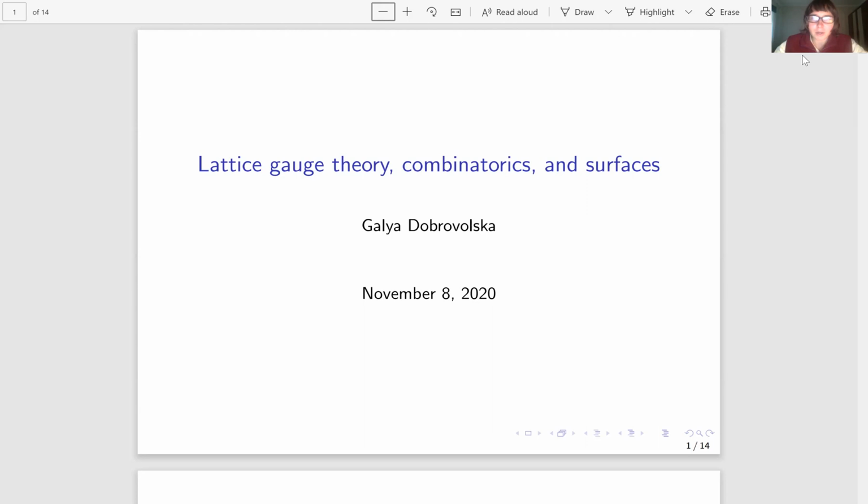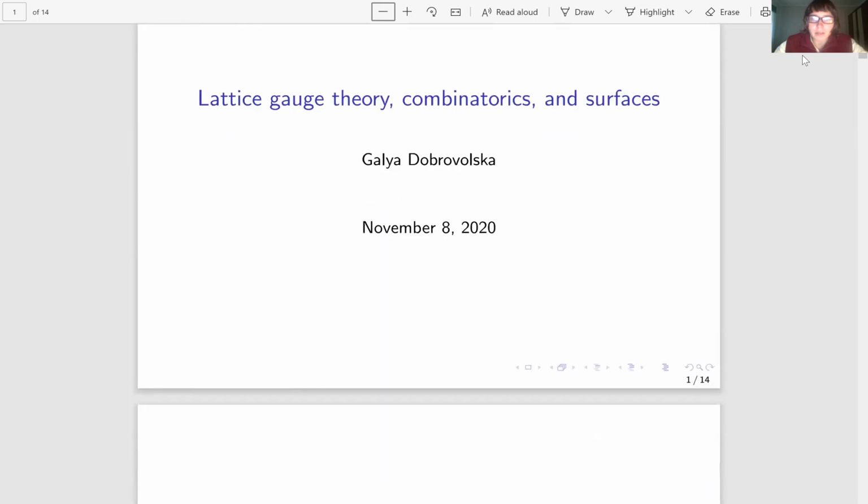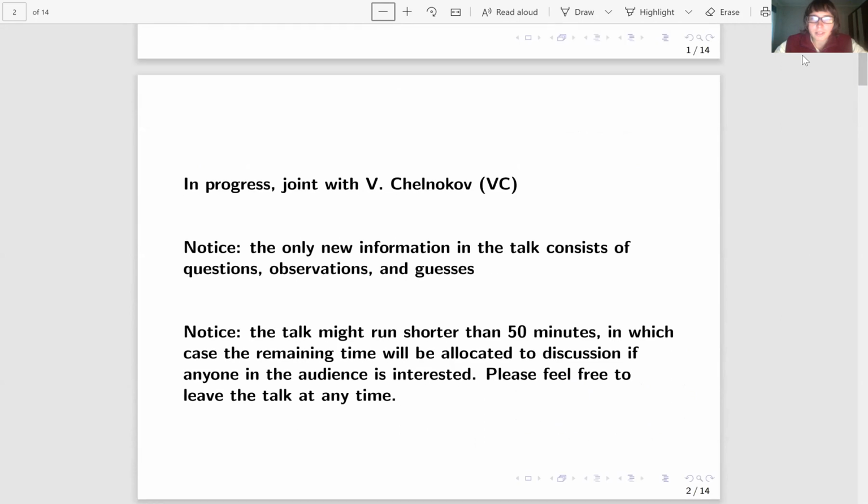I just started thinking about this topic because I started talking to my high school classmate who is a physicist specializing in lattice gauge theory, and he does some mathematical physics as well. And so we started talking, and this is how we started working on this problem. So if you ask me very difficult physics questions, I will not be able to answer, but it's a joint work with him. His name is Vladimir Chelnokov, and if you have questions about physics, I can pass them to him.